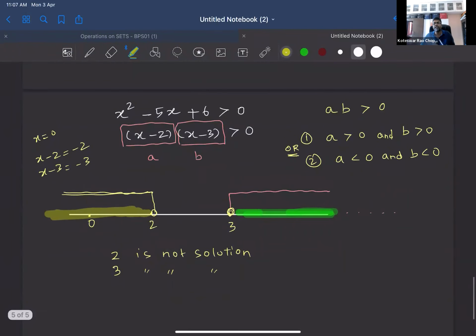Any number which is greater than 3 is my solution. But now think about the values between 2 and 3. Do you think they will satisfy this inequality if you take any number between 2 and 3?